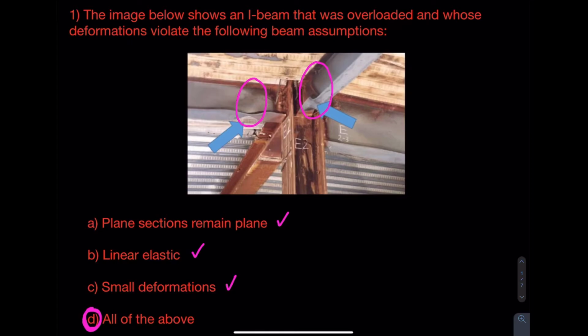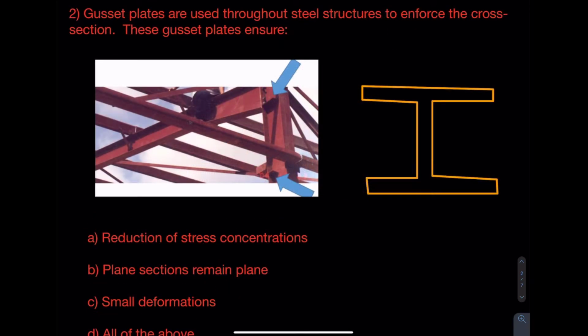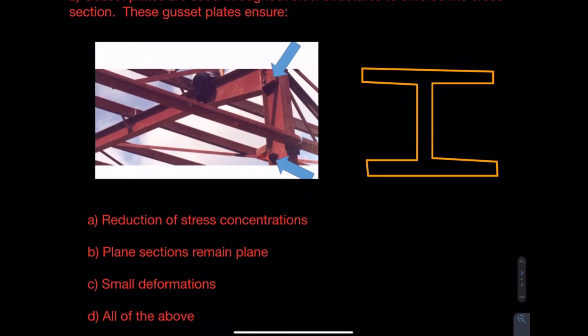Now let's move on to question 2, where we have a little bit of a different scenario, but the same type of question. So question 2 says gusset plates are used throughout steel structures to reinforce the cross section. These gusset plates ensure, and that gives us 4 different options. A, reduction of stress concentrations. B, plane sections remain plane. C, small deformations. Or D, all of the above. And as we're going to see, this is a very simple question. And if you guys have designed steel structures, then you will definitely know what these gusset plates are used for. But let's talk about it.